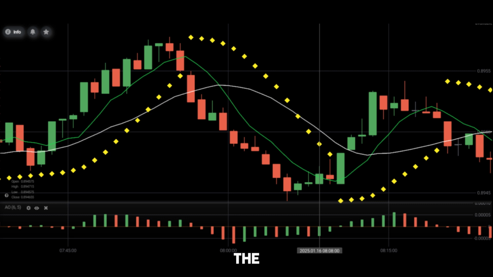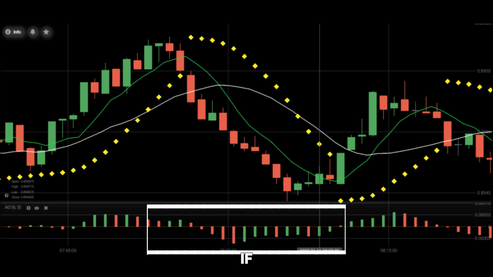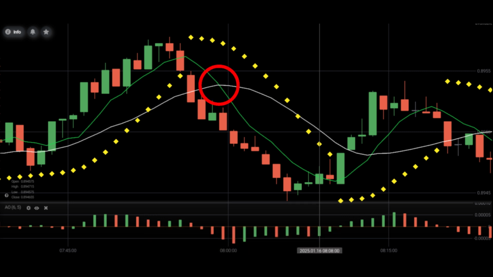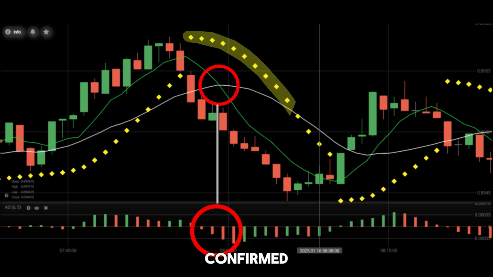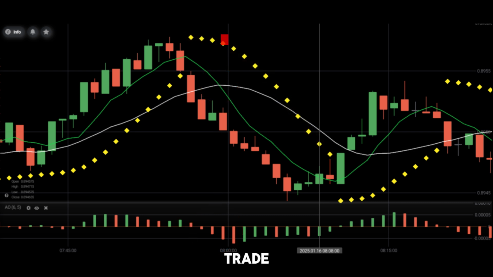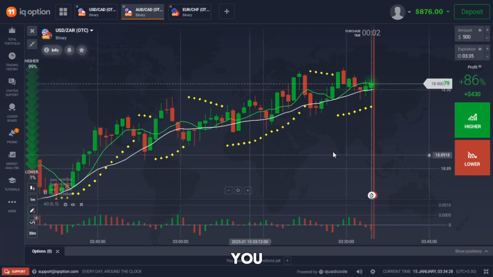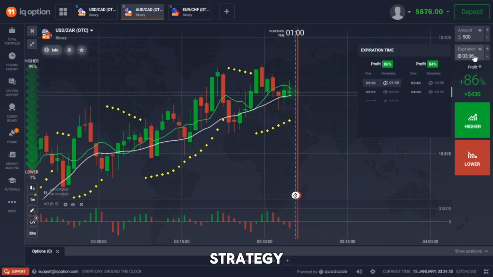Thirdly, look at the awesome oscillator indicator. If the awesome oscillator indicator is below the 0 line, it indicates a downtrend. So, in this position, the bearish signal is confirmed 3 times. In these kinds of times, we can open a trade to the downside. I hope you now have a clear understanding of how the strategy works.